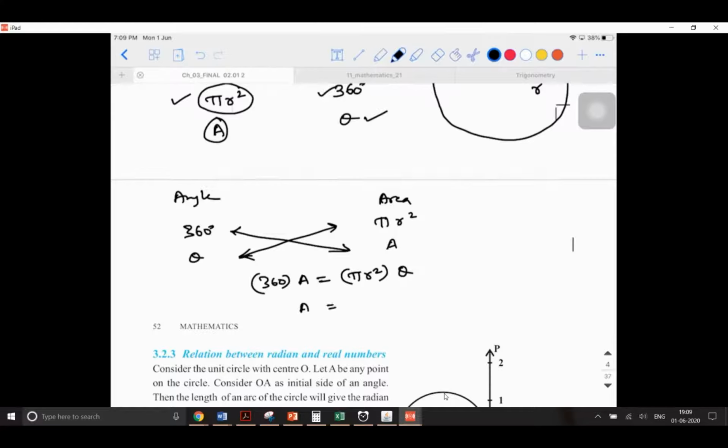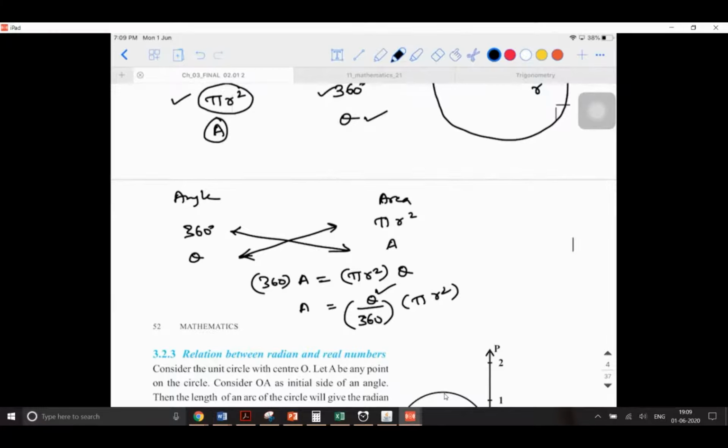So what is going to be the value of A? A will be equal to theta divided by 360 into pi r square, where in this case theta is supposed to be in terms of degrees only. You cannot write it in terms of radian, because last year you didn't learn it, but remember that whenever you use this formula, theta should always be written in terms of degrees. That is how this formula is derived.